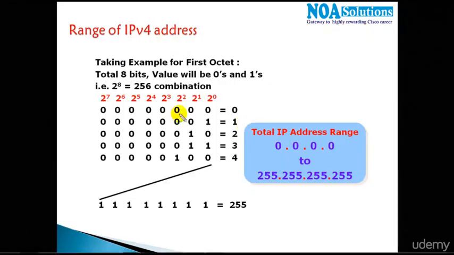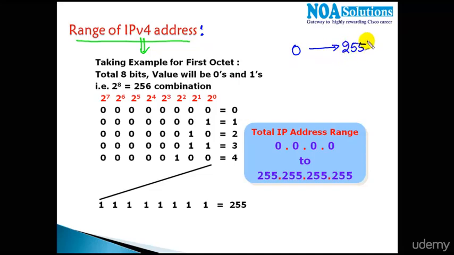Now the next thing we need to understand is the range of the IP addresses. The range is actually what is the starting IP and what is the ending IP. What is the maximum number we can allocate in the IP address, and what is the minimum number. The minimum number will be 0 and the maximum number is 255. Now why is the minimum number 0?